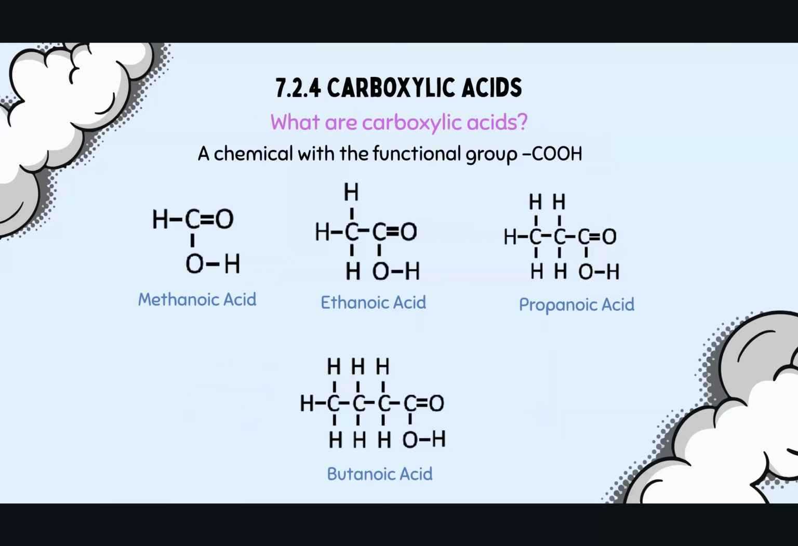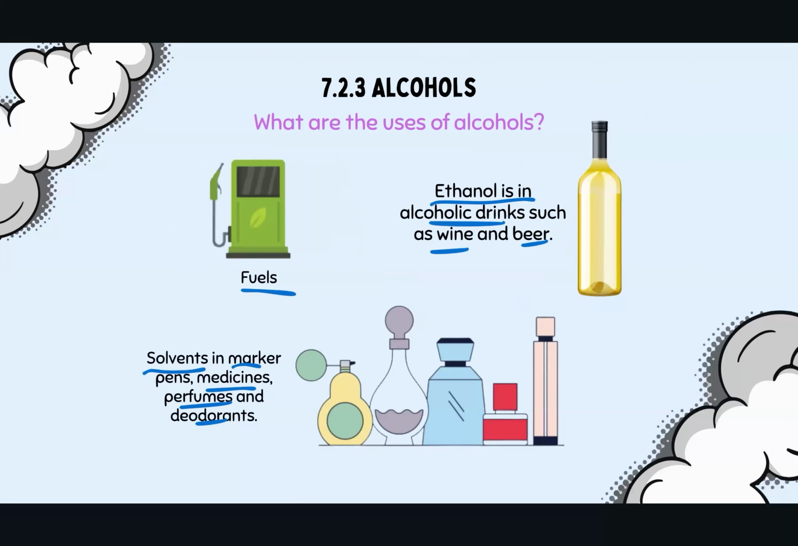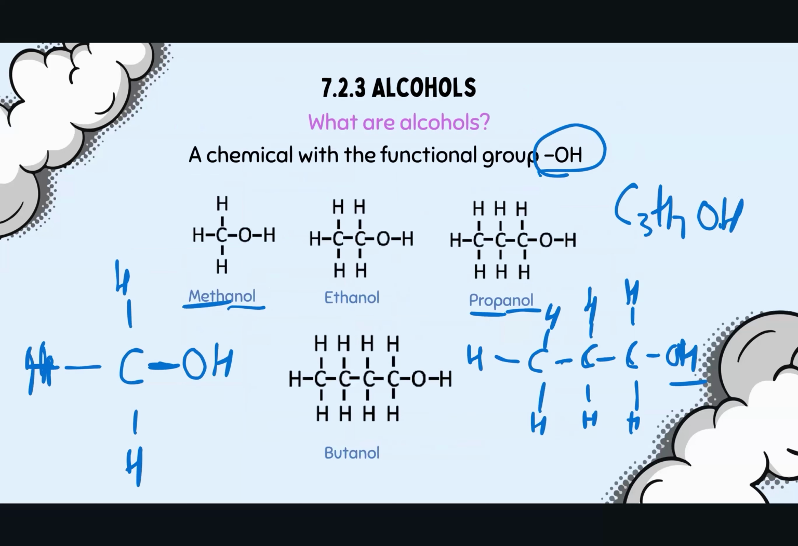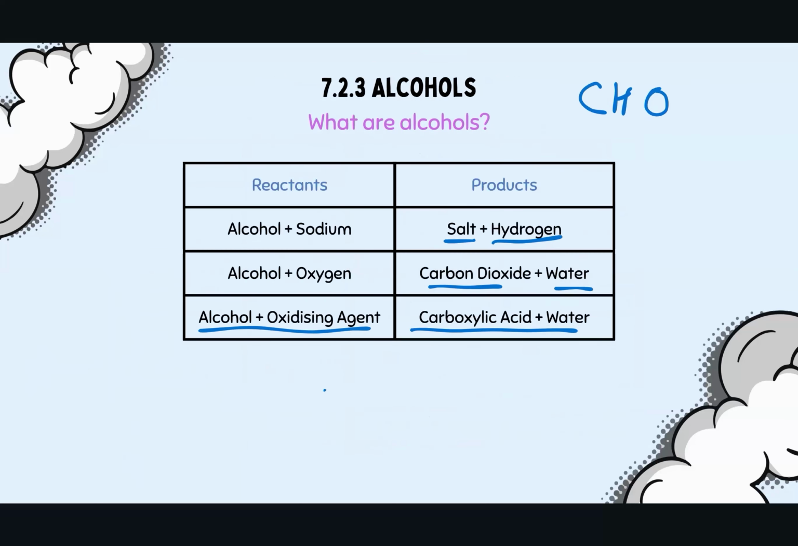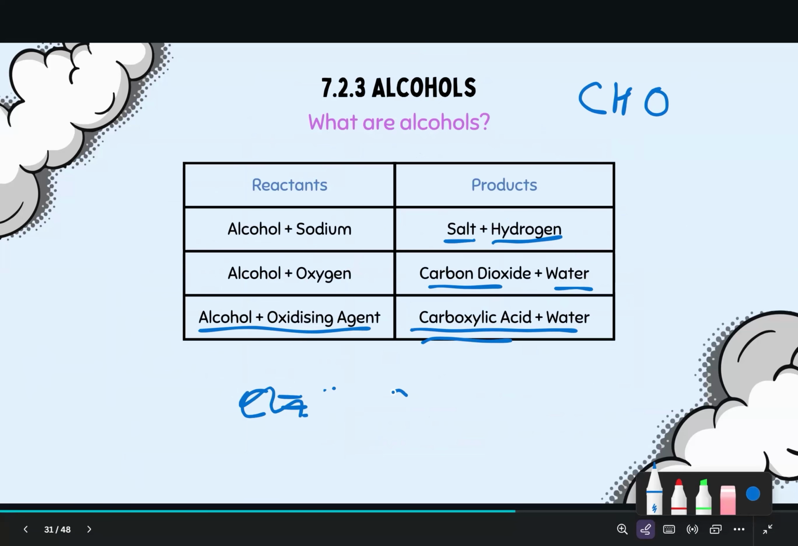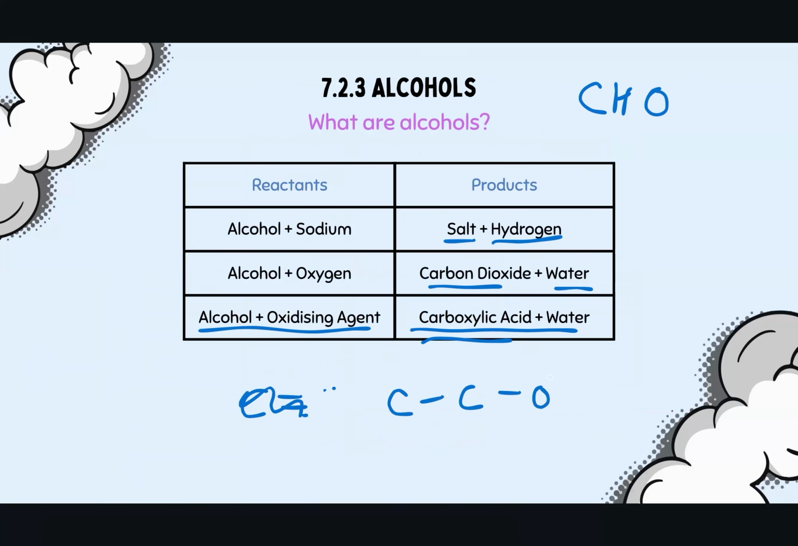Okay, carboxylic acids. Now, let's really quickly, I'm going to go back for a second. It said here alcohol plus oxidizing agent. So let's use a simple alcohol. Alcohol plus oxidizing agent makes carboxylic acid. So let's use, sorry, ethanol.